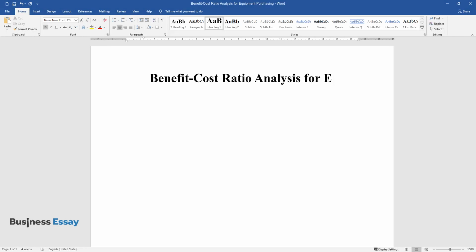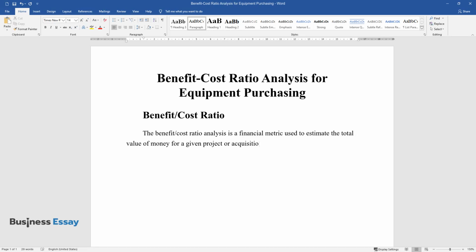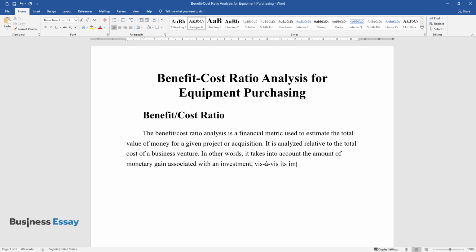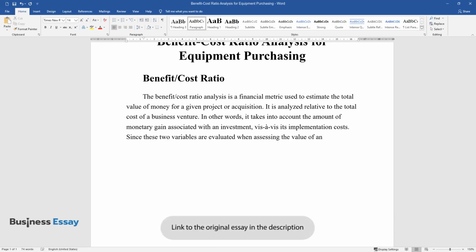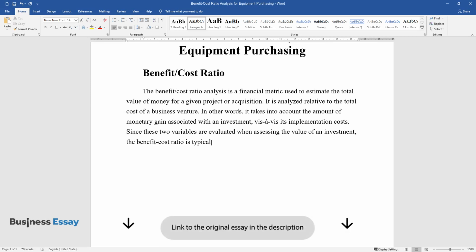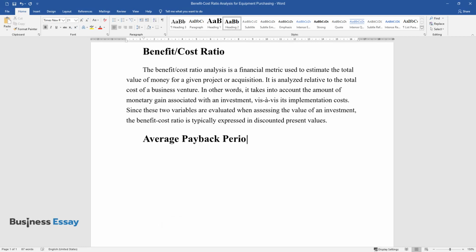Benefit-cost ratio analysis for equipment purchasing. Benefit/cost ratio. The benefit/cost ratio analysis is a financial metric used to estimate the total value of money for a given project or acquisition. It is analyzed relative to the total cost of a business venture. In other words, it takes into account the amount of monetary gain associated with an investment, vis-a-vis its implementation costs. Since these two variables are evaluated when assessing the value of an investment, the benefit-cost ratio is typically expressed in discounted present values.